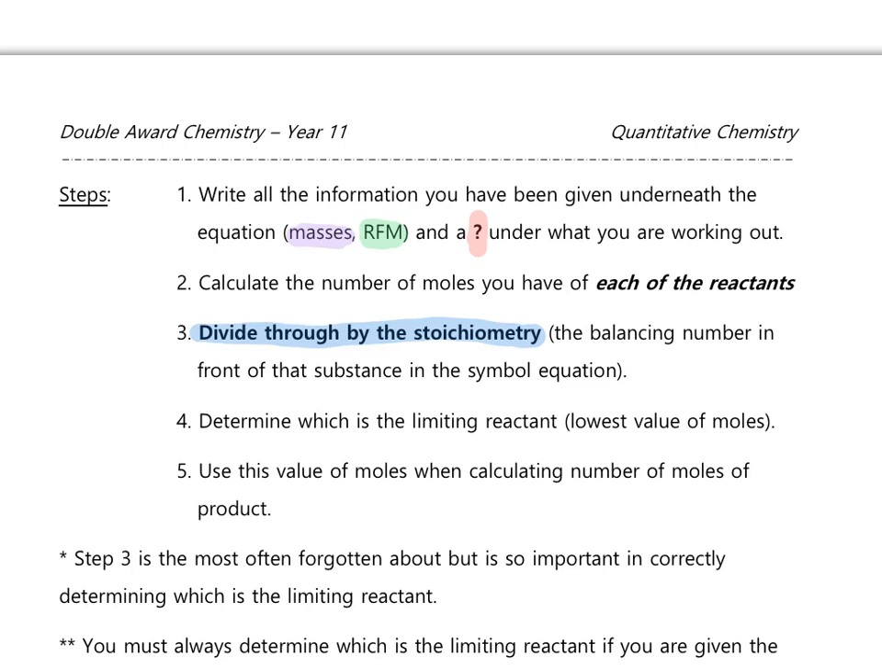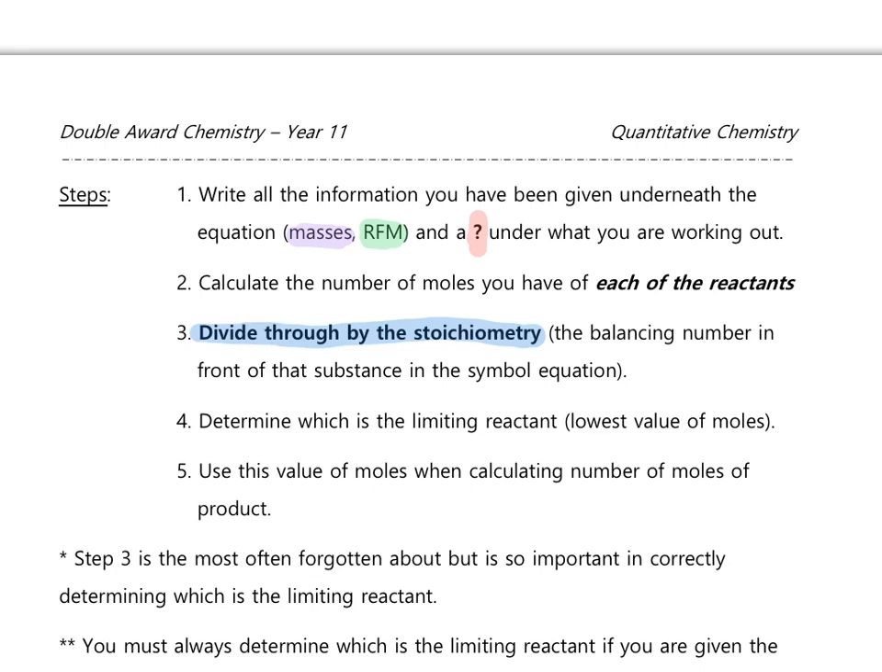Number 4 then is to determine which is the limiting reactant, and it will be the one that, after you've divided through by the balancing number, has the lowest value of moles. So we'll have the lowest number of moles of it. Essentially, once that amount of moles is used up, our reaction can't continue because that reactant has run out, and so our reaction finishes.